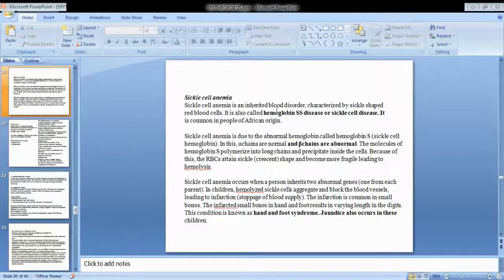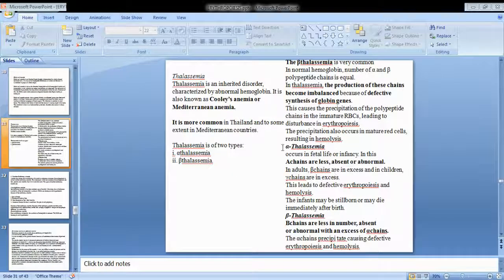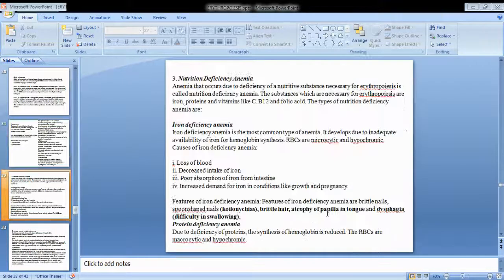Sickle cell anemia is an inherited blood disorder where the RBC, instead of the biconcave shape, will be in the shape of a sickle. It is called hemoglobin SS disease. Here there is an abnormal hemoglobin where the alpha chains are normal and beta chains are abnormal. So this is one condition. Thalassemia is another condition. The alpha thalassemia and beta thalassemia, what we have seen before, where the alpha chain and the beta chain get affected.